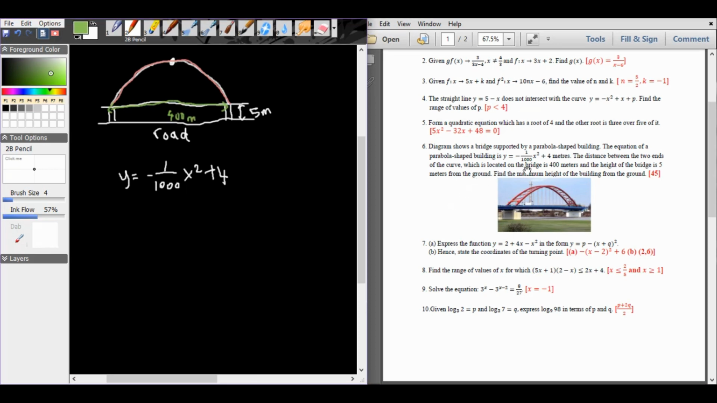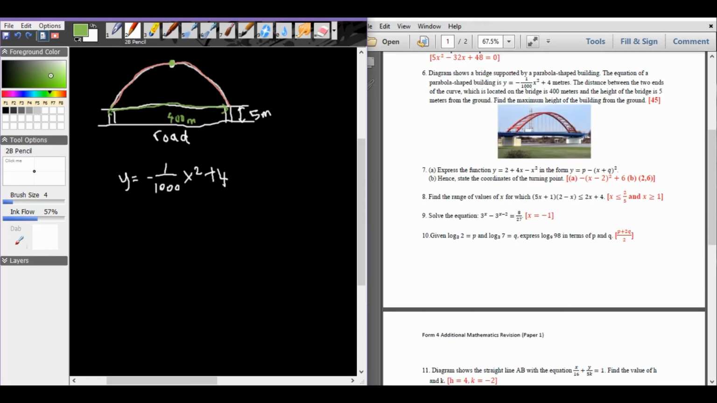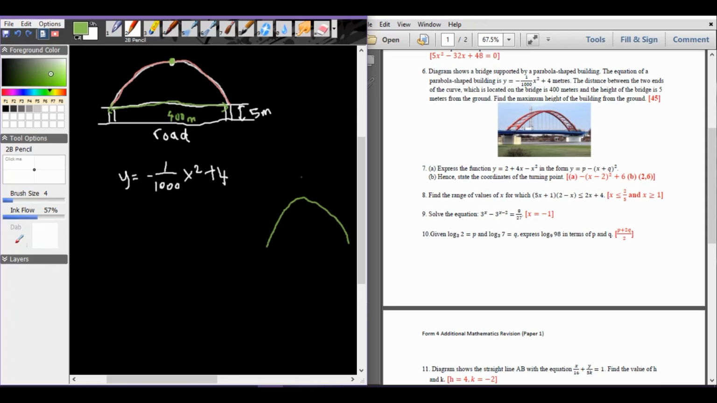Okay, so we are going to find the maximum height of the building from the ground. So we are going to find this. We have to find the coordinates of the maximum point of this parabola-shaped building. Okay, so the shape of this parabola building is an N shape. Therefore, the coefficient of x squared is negative. So if we want to find the maximum point here, this is the axis of symmetry. Therefore, if here is 400 meters, then this one will be 200 each. So this is 200, 200.